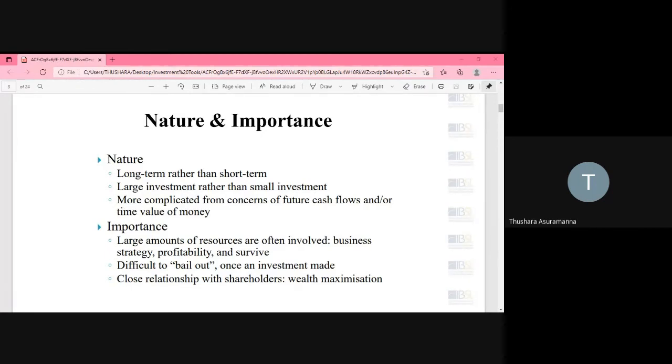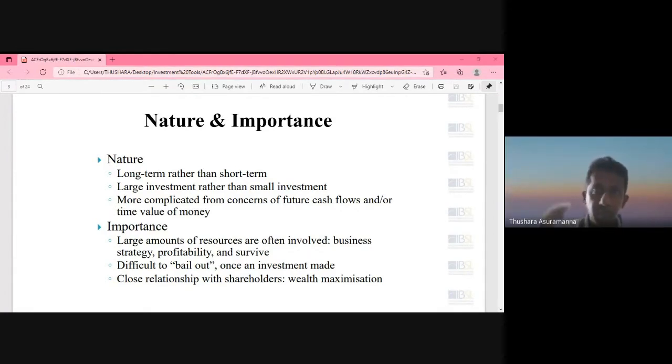Maybe in terms of the activities, there may be a bigger involvement of these resources, right? And then that itself tells you that company profitability may depend on this investment. So if you are not succeeding in this investment, your survival as a company could be questionable, right? So profitability, survival, and business strategy are very important aspects that we need to be mindful of. That's the importance that we are talking about here.